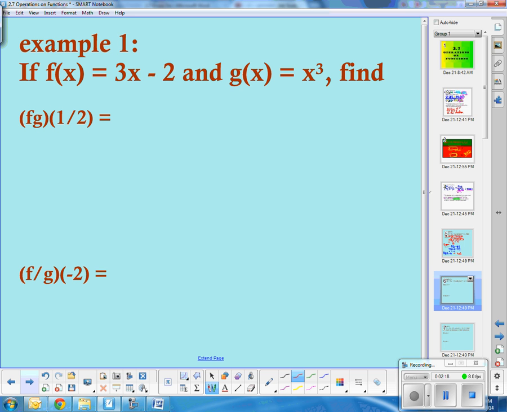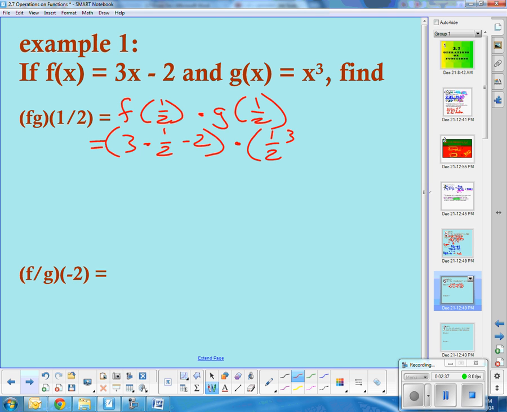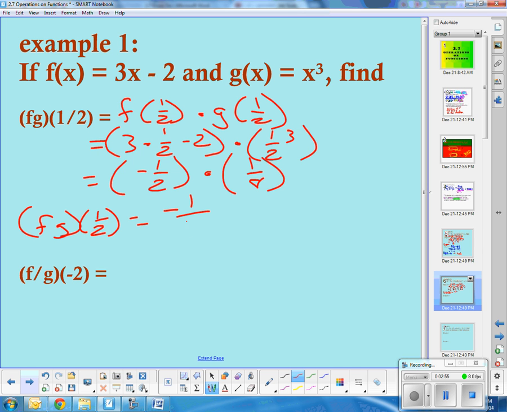Just continuing some examples, the same functions, continuing the operations. F times g of a half would be f of 1/2 multiplied by g of 1/2. F of 1/2 would be 3 times a half minus 2, times 1/2 cubed. 3 times a half, 3 halves, minus 2 is going to be negative 1/2, multiplied by 1/2 cubed. 1/2 cubed is going to be an eighth. So f times g of 1/2 is going to be equal to negative 1/16.